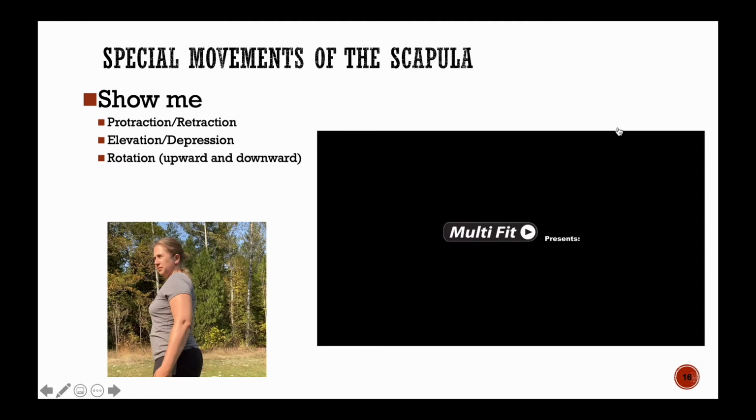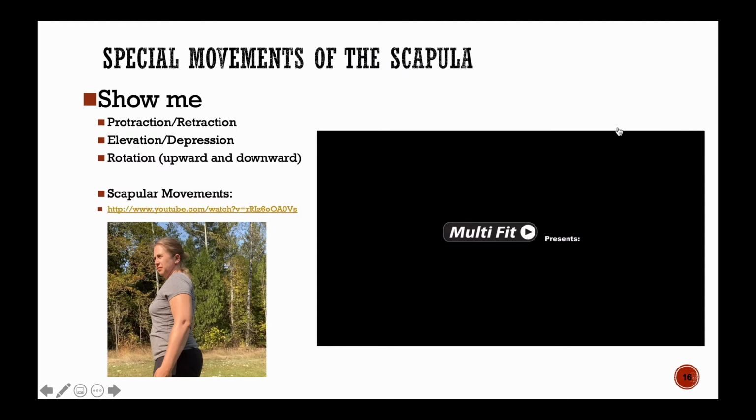Rotation of the scapula. And there's upward and downward. And you're going to have to move that whole shoulder. It's almost as if you are doing shoulder abduction to get upward rotation of the scapula. Those movements go together. And then downward would be when you are doing shoulder adduction, you'll get scapular downward rotation.